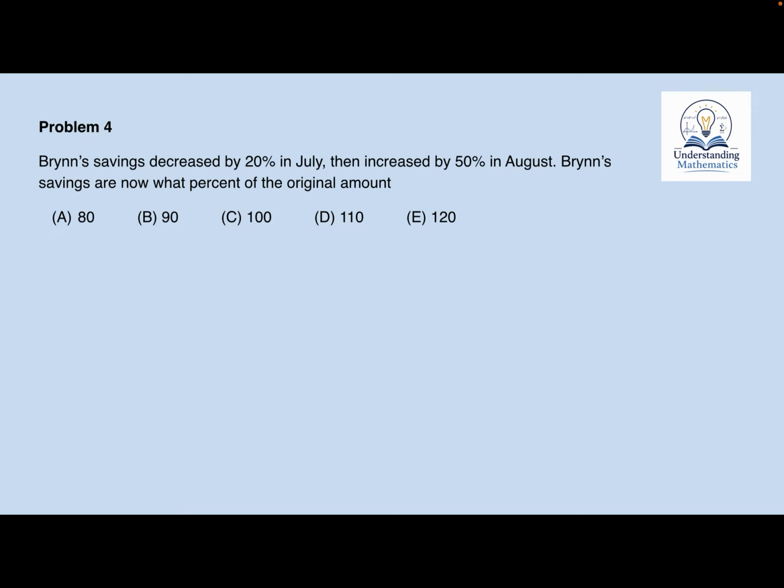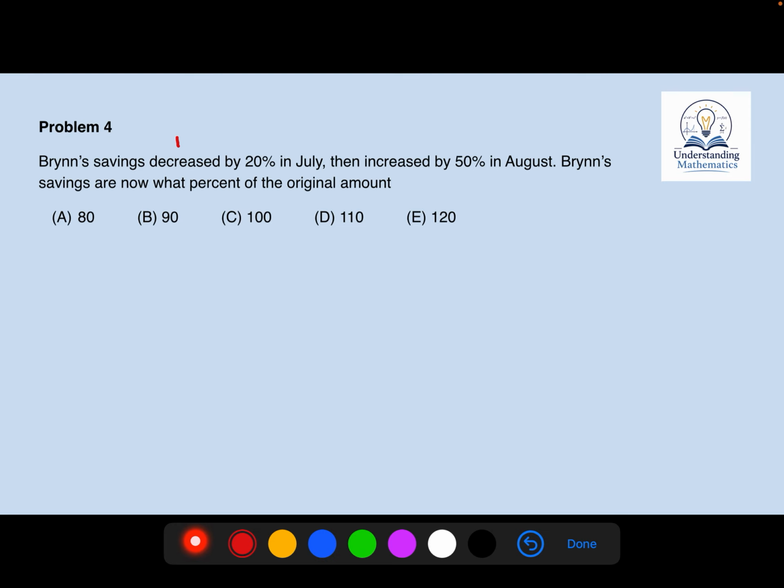Problem 4. Brian's savings decreased by 20% in July and then increased by 50% in August. His savings are now what percent of the original amount? Since we don't know how much money he actually has, we're just going to use x as our variable. And we realize that some amount of time passed and it's now July.